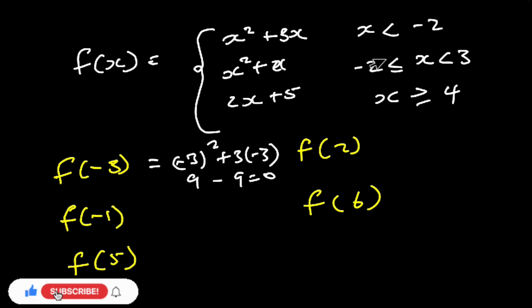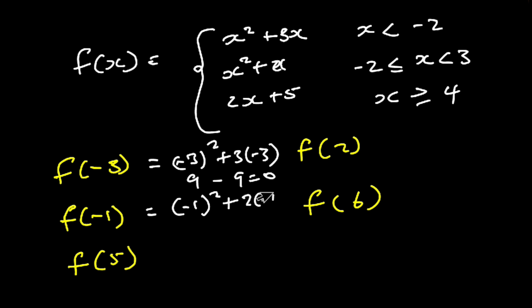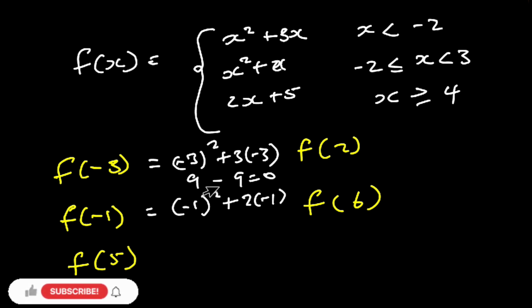Next is f of negative 1. Now negative 1 is greater than or equal to negative 2 and less than 3. Alright, negative 1 is greater than negative 2 because going down the number line you see negative 1 first before negative 2. So we're going to be making use of this function here. So let's plug in negative 1 into that. We have negative 1 squared plus, that is 2x, right? 2 times negative 1. So negative 1 squared is equal to 1. Then plus times minus is minus. 2 times 1 is 2. 1 minus 2 is equal to negative 1. So this is the answer to this question.